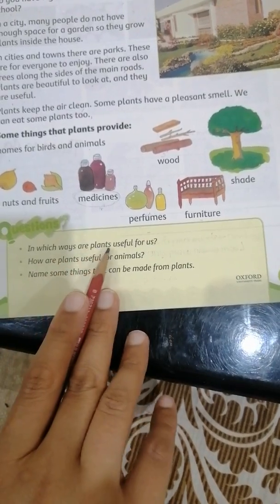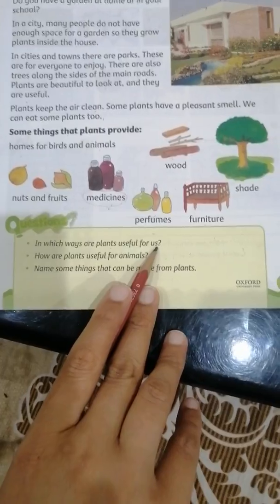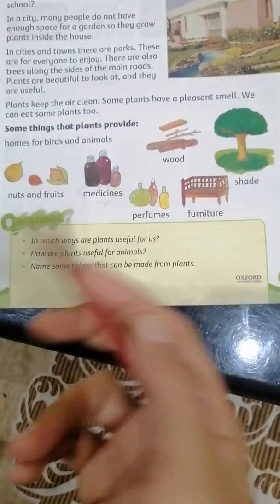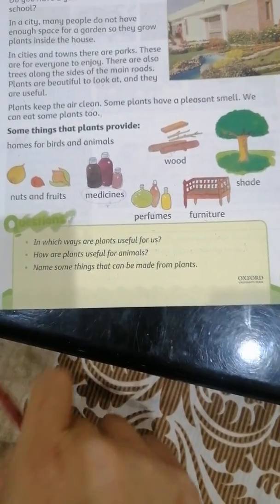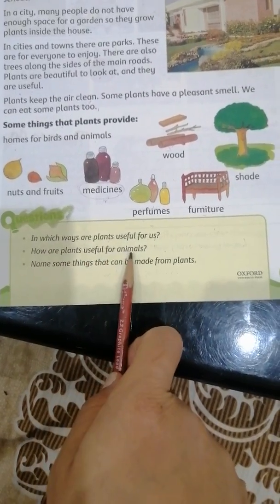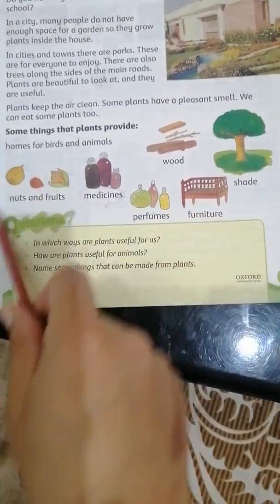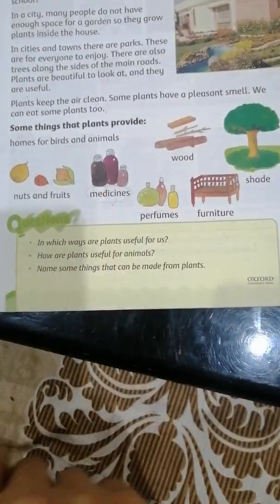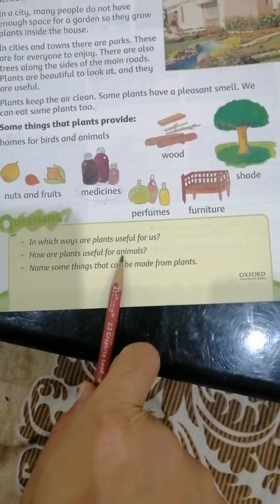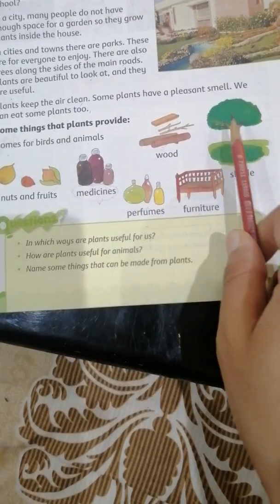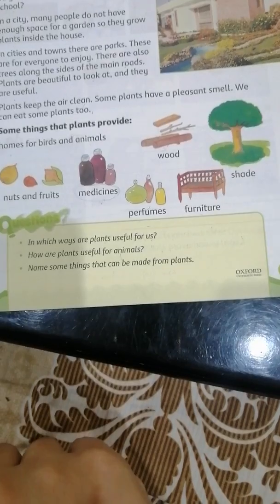In which ways are plants useful for us? Now we have to discuss how plants are useful. They provide us food, they provide us shelter, they provide us so many things. How are plants useful for animals? They are useful for us because they are providing us so many things, if you look over here. Now, how in the world are they useful for animals? Because some animals live in them, some get food from them.